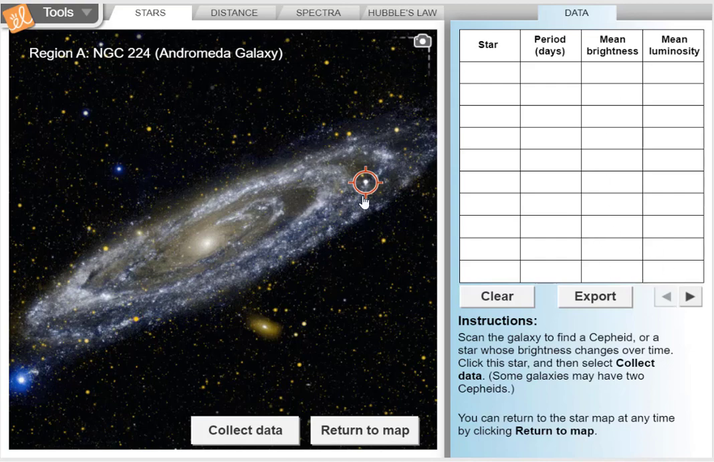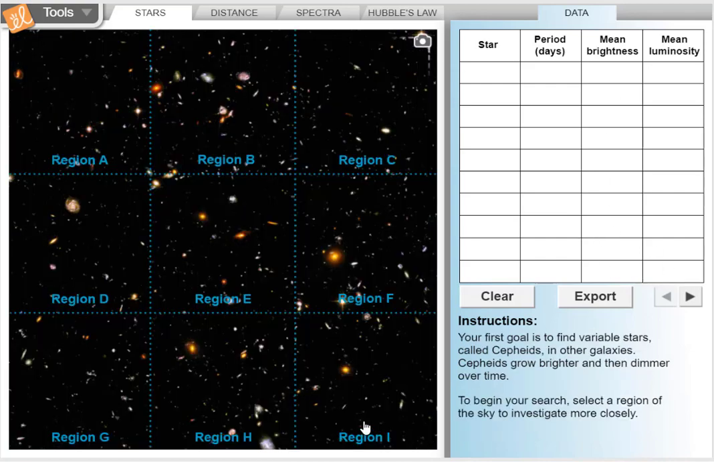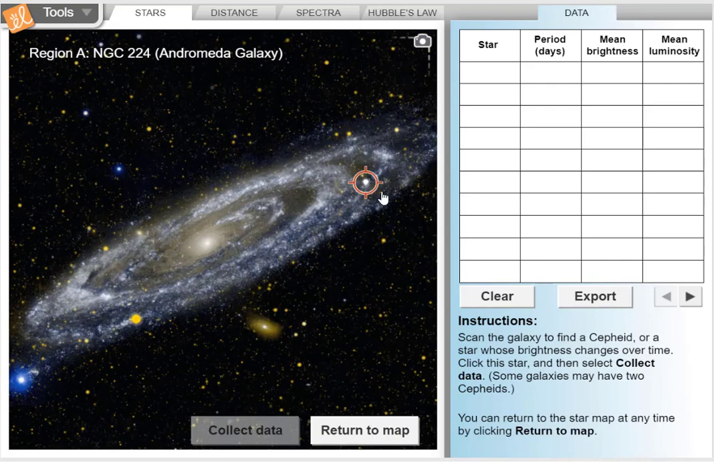To complete this next section of the Gizmo, we're going to collect some data from stars. So I'm going to start in region A, and I'm going to select one of the Cepheid stars here. And you can see they're the two that have their brightness changing over time. They get brighter and dimmer.